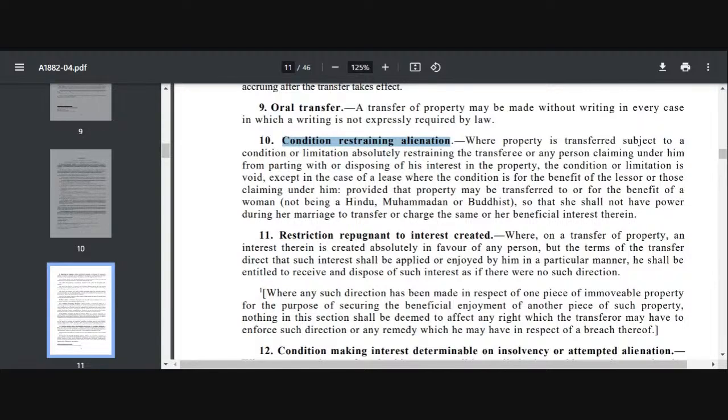Come to section 11, restriction repugnant to interest created. इतना important नहीं है तो हम इसको skip कर सकते हैं. ठीक है.